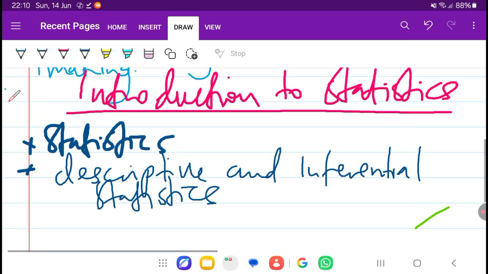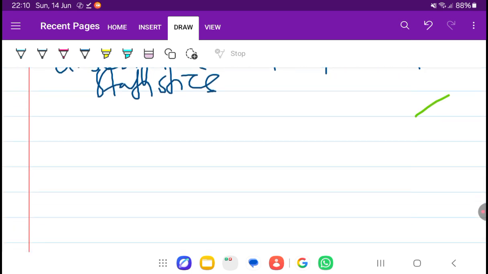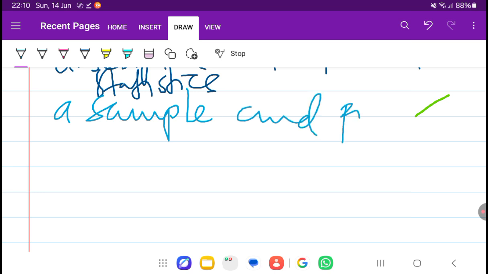Then the other thing we need to understand is defining a sample and a population. We need to know the difference between a sample and a population. We also need to be able to state the limitations of statistics, as well as the importance of statistics, and maybe the application areas of statistics. So those are some of the things that we want to look at.